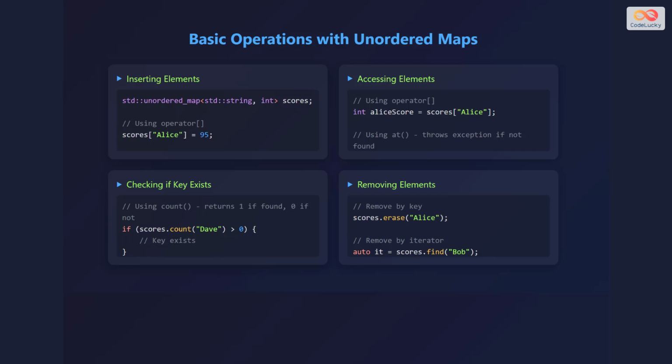To check if a key exists in the unordered map, you can use the count function, which returns 1 if the key is found and 0 otherwise, or you can use the find function. Also, the contains function is available since C++20. To remove elements, you can use the erase function, either by specifying the key or by providing an iterator. To remove all elements from the map, use the clear function.